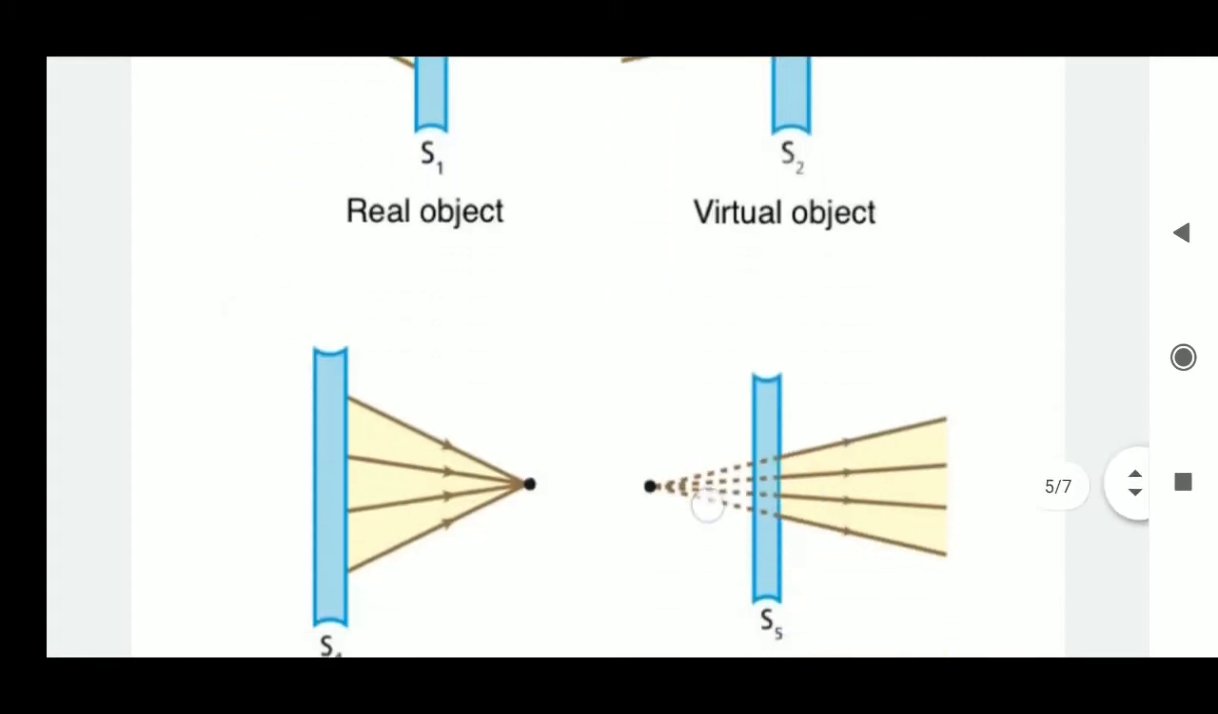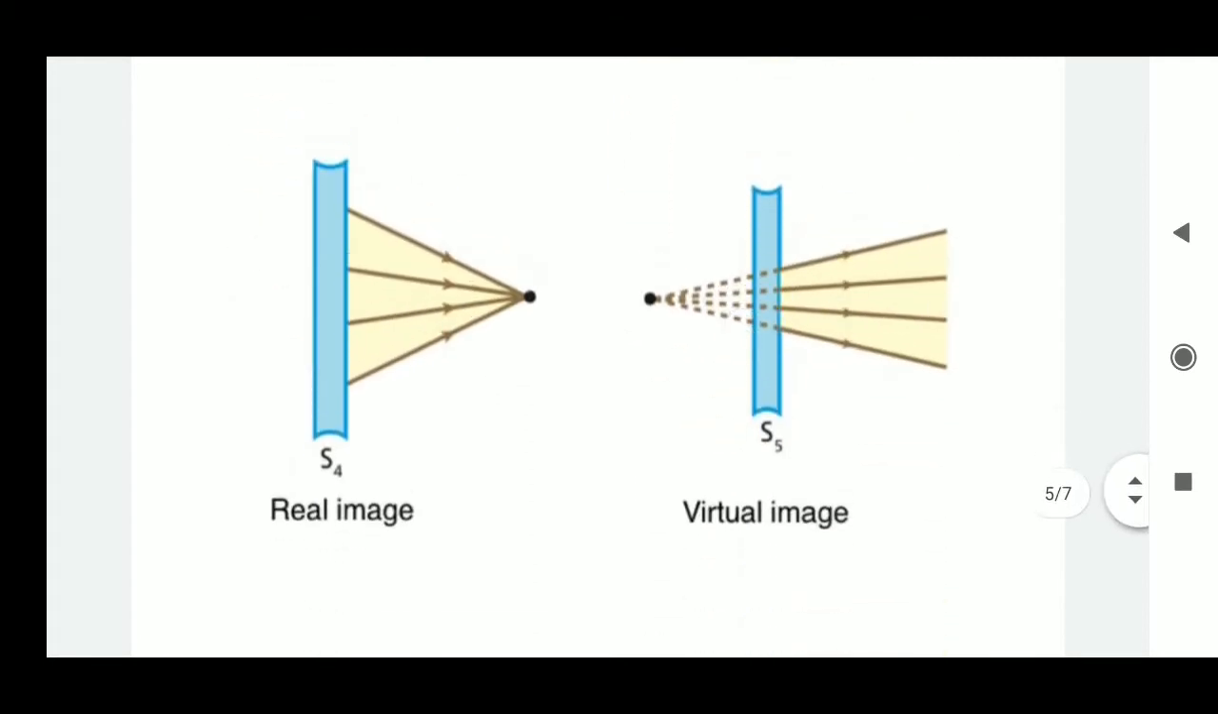And what is a real image? When the rays converge and form an image at a particular point, that is what we call a real image. And what is a virtual image? The rays are diverging, but we assume a point from which all these diverging rays are coming. That point is what we call a virtual image.